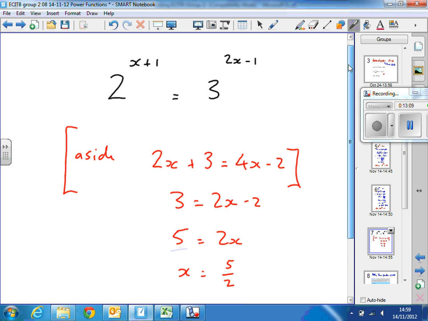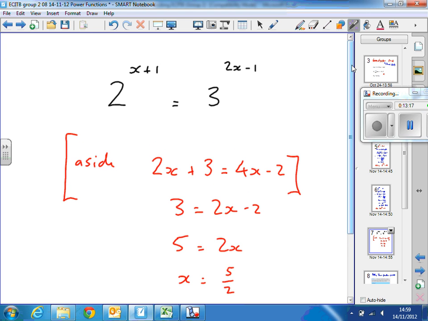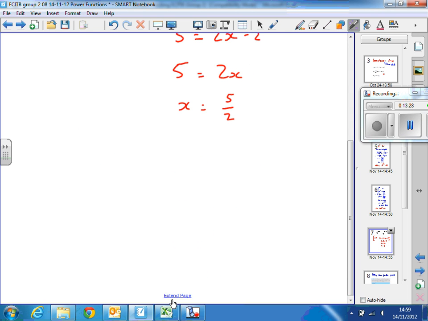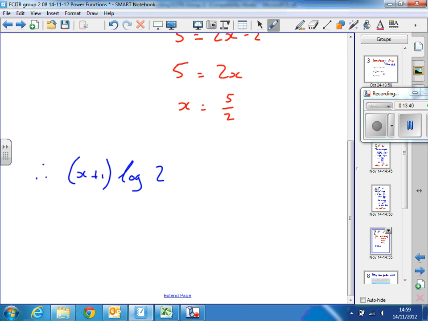So let's take the logarithm of both sides of this indicial equation, and then we can, in one step, write the x plus 1 in front, because this x plus 1 now becomes multiply if I take logarithms, and so is this. So I can actually go straight to writing this. x plus 1 times the logarithm of 2 equals 2x minus 1 times the logarithm of 3.